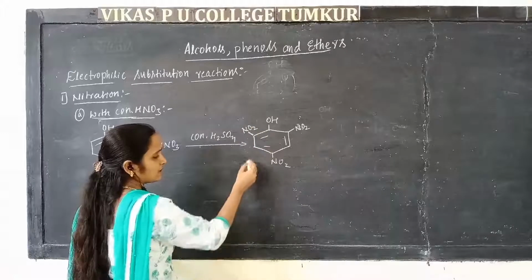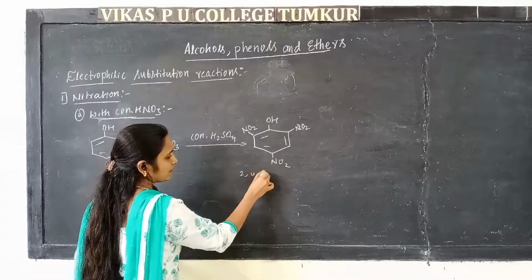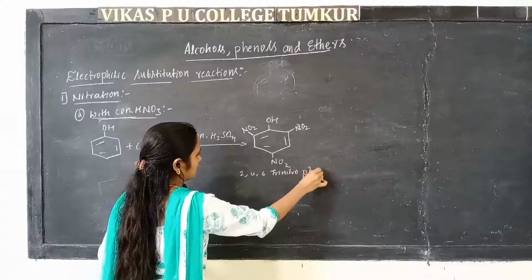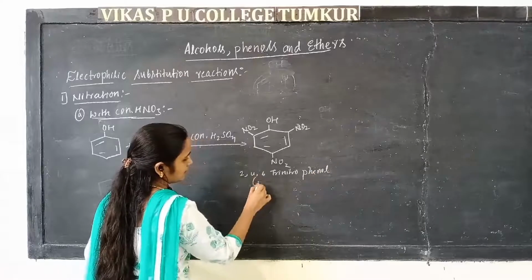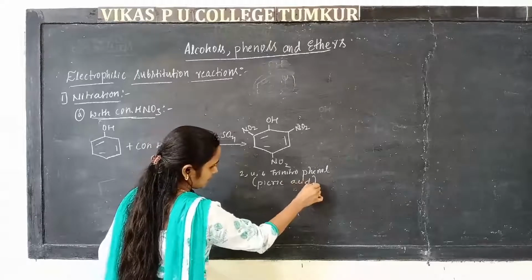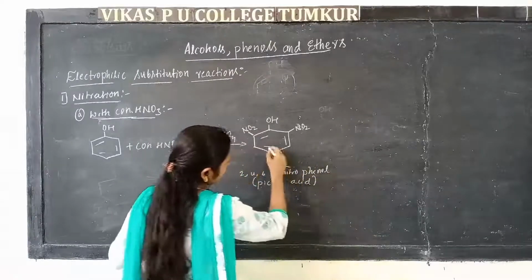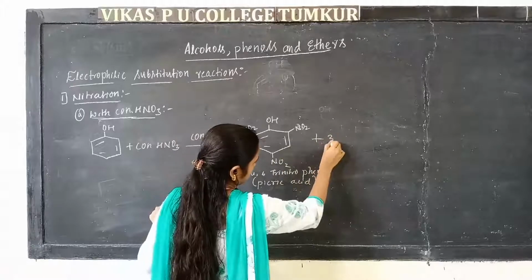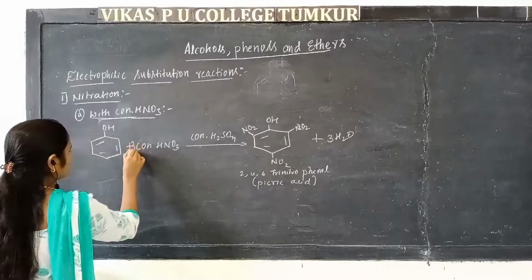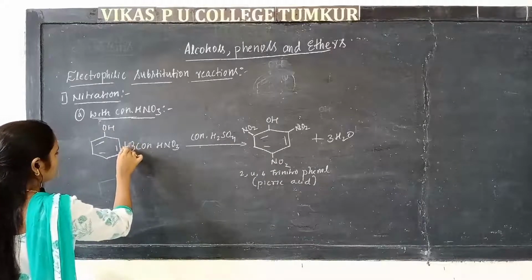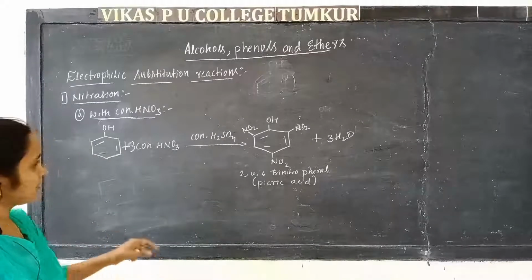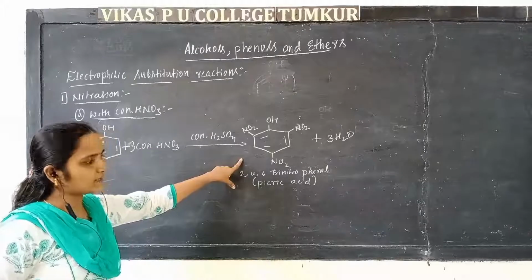The name of this compound is 2,4,6-trinitrophenol. Commonly we call it picric acid. Phenol plus 3H2 is going to be treated with concentrated HNO3, and we are going to get picric acid.